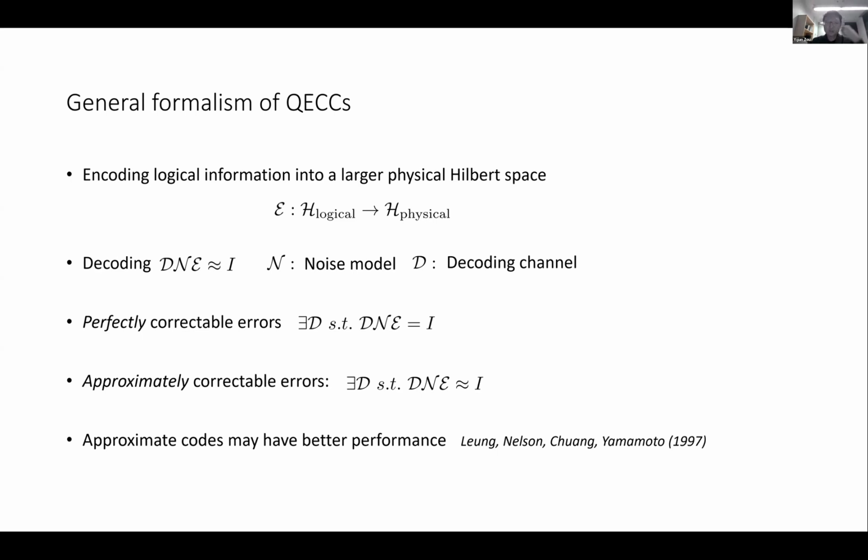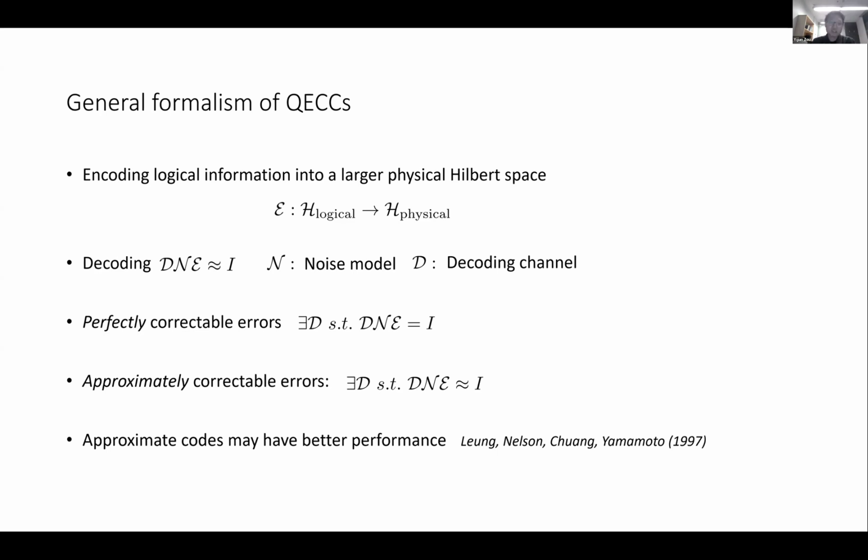So a quantum error correction code is first given by the so-called encoding procedure. The encoding procedure is going to embed logical information into a larger physical Hilbert space. This is given by the encoding channel. Remember that in the quantum world, the only operations you are allowed to do are quantum channels. By quantum channel, we simply mean unitary operations plus tracing out some qubits. That's the only allowed quantum operation you could have. So the encoding channel must also be a quantum channel.